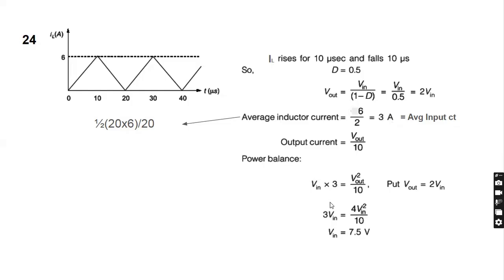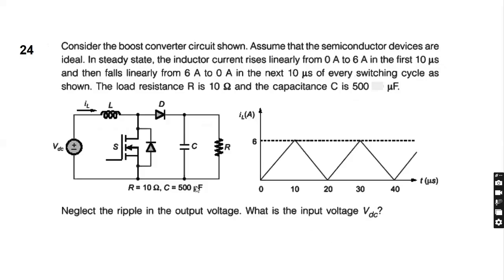So this is a numerical answer type question. We need to find out the answer and fill in the answer. So we found the value of the input DC voltage, which is denoted here as VDC, which is equal to 7.5 volts.